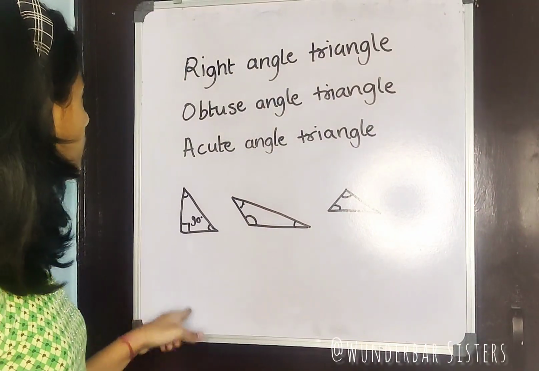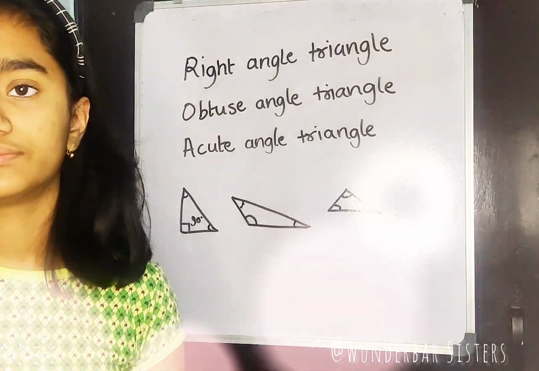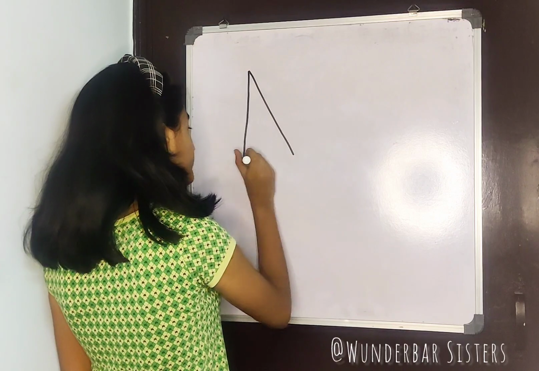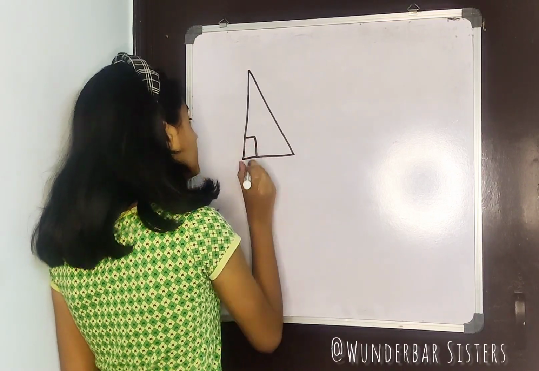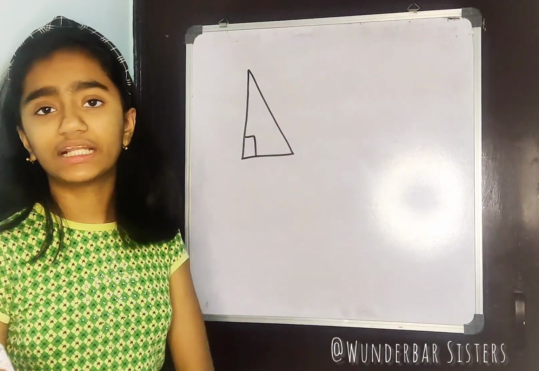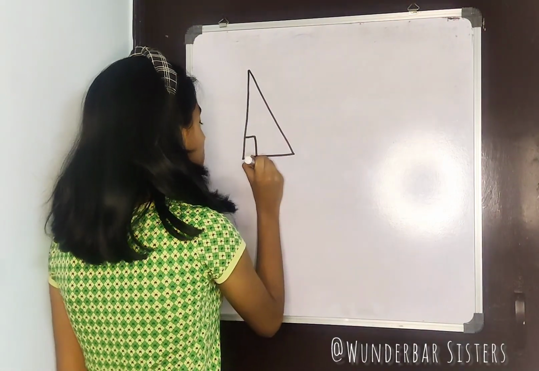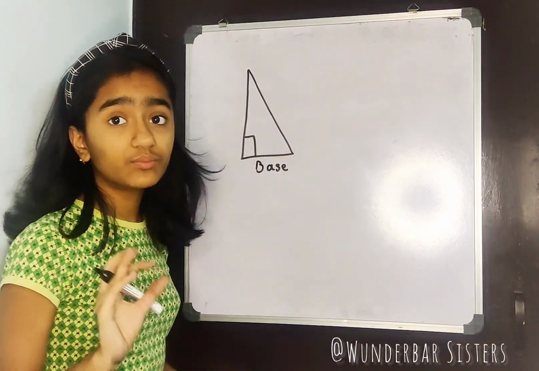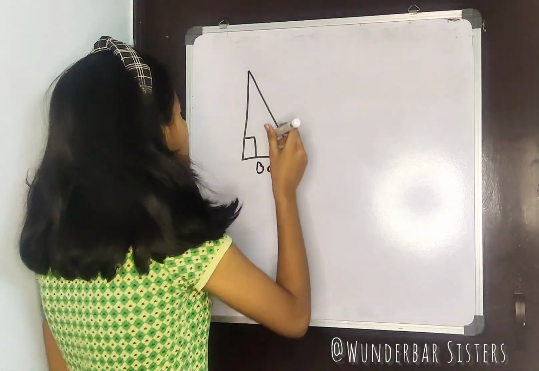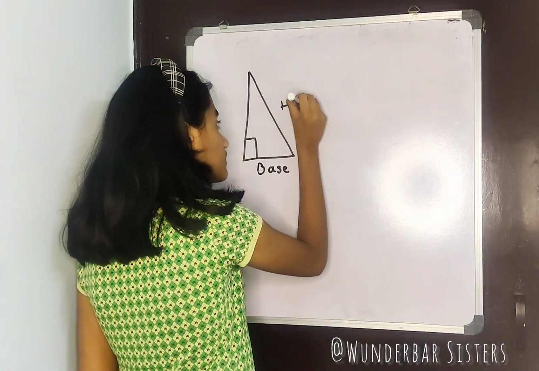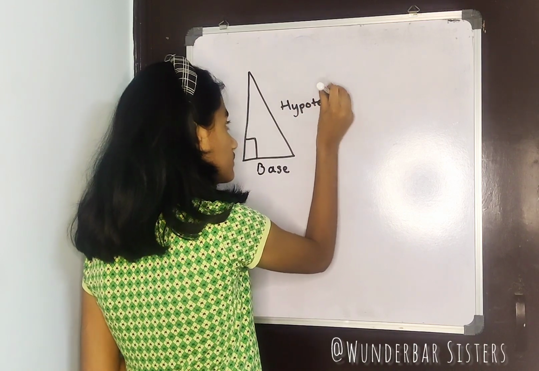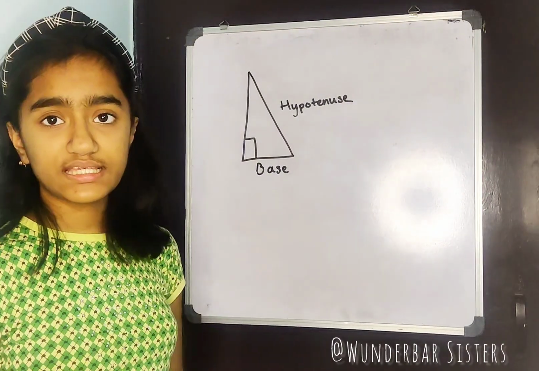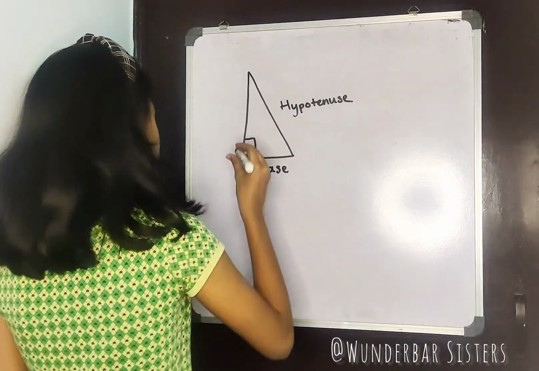Now I would like to tell you more about a right angle triangle. I am making a right angle triangle to show you that there are three different parts of a right angle triangle. The lower part is known as the base. The slanting part, which has the most length, which is the longest, is known as the hypotenuse. And the straight line, which is going vertically, is known as the height.